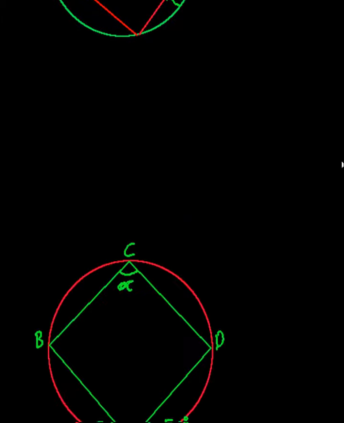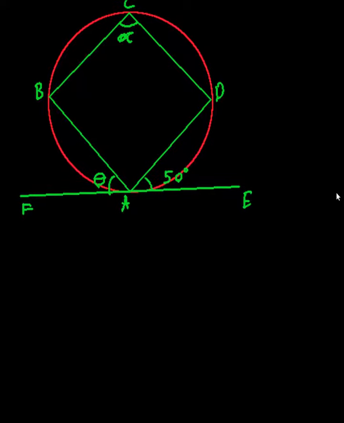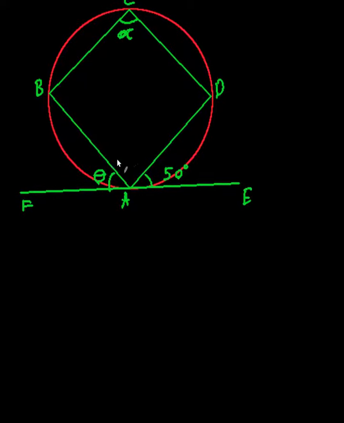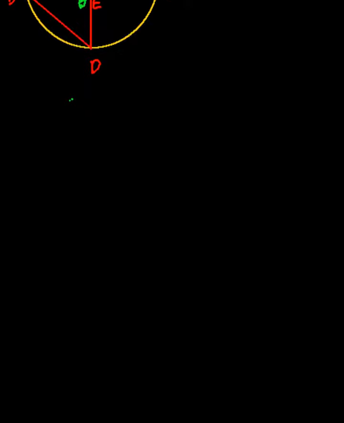And in the last question, again, it's a cyclic quadrilateral, but what they want me to find is this angle theta and alpha up here. Okay, let's get started. So coming back to the first question.